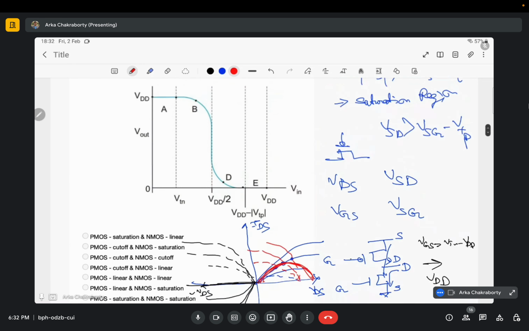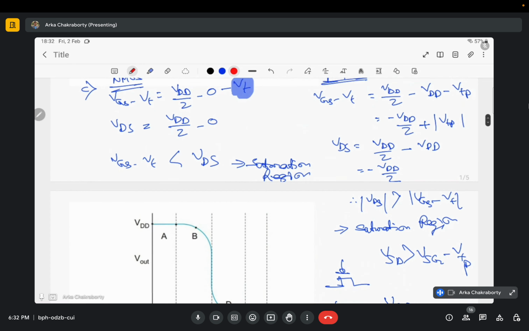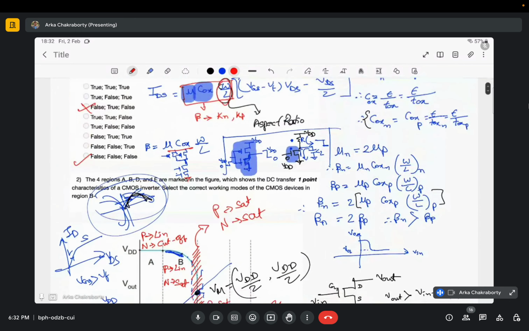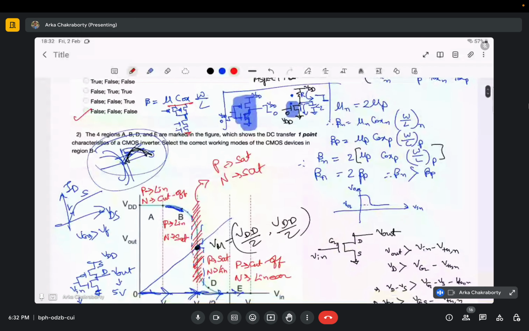Okay, fine. Now I know for the 5 cases in which region of operation all my transistors are. So let's face the questions. The first question is region B. In region B we can see PMOS is in linear, NMOS is in saturation. So PMOS is in linear, NMOS is in saturation.